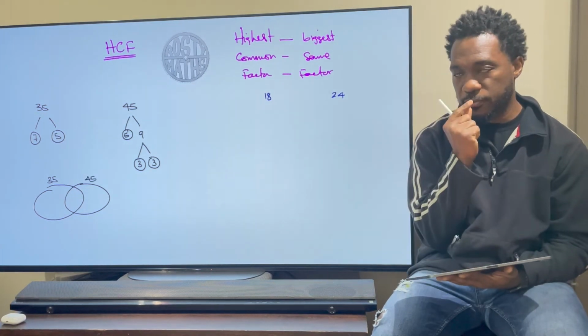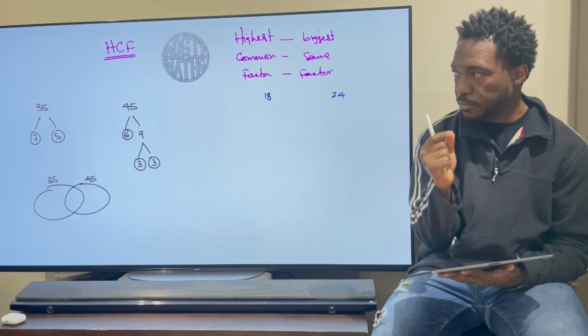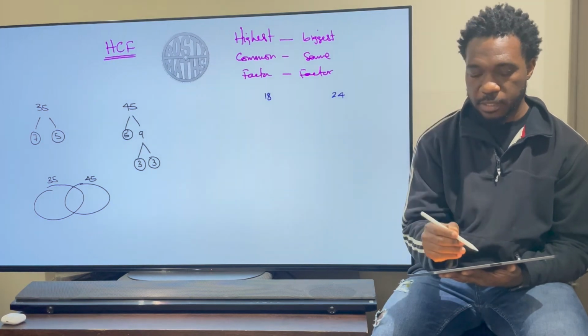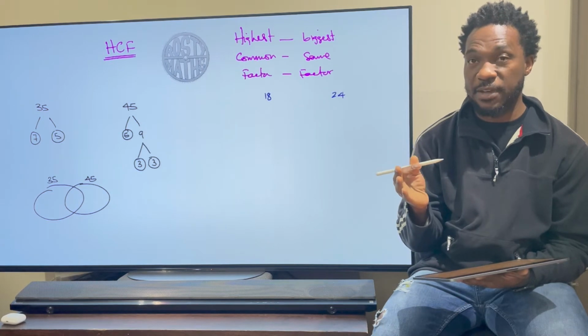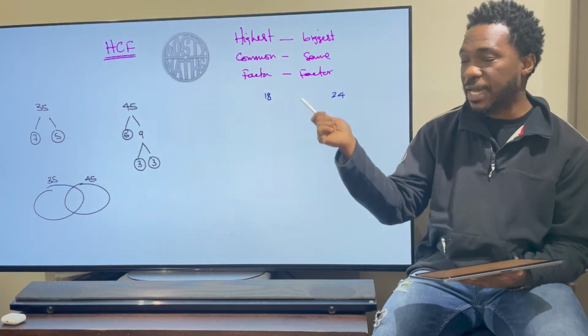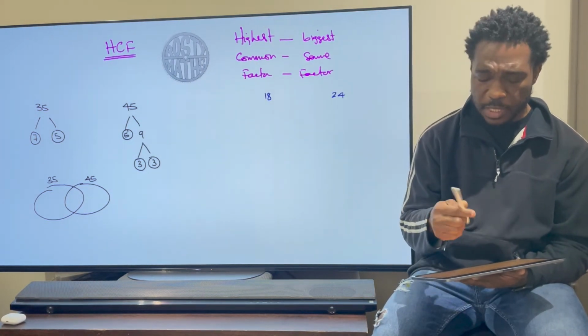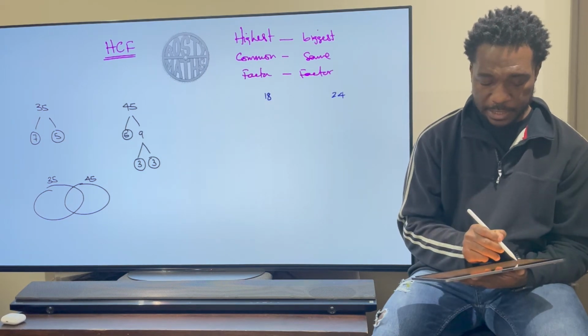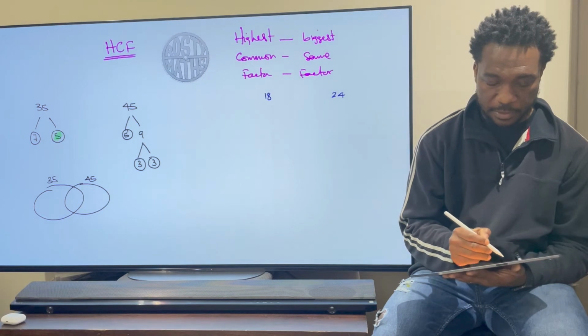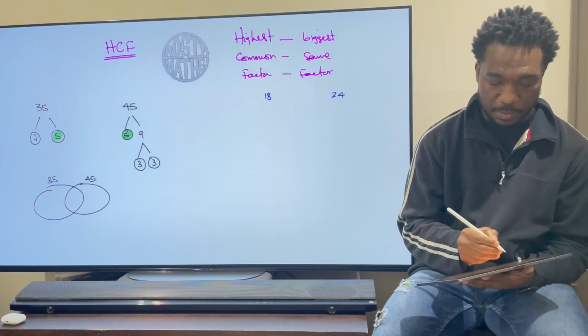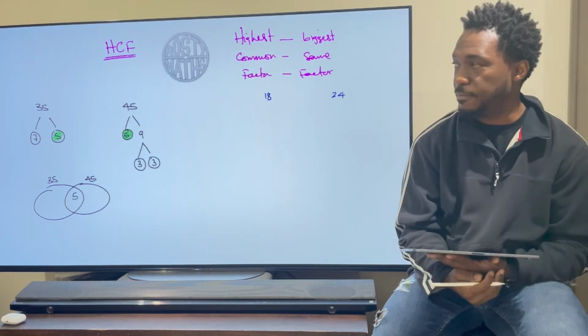And what you're going to look for, listen very carefully, is the common factors that go in the middle. So it's the same factors between the 35 and the 45, and you put them in the middle. Well, I can see they both have 5s. So I'm going to highlight those 5s, and I'm going to put the common factor of 5 in the middle.